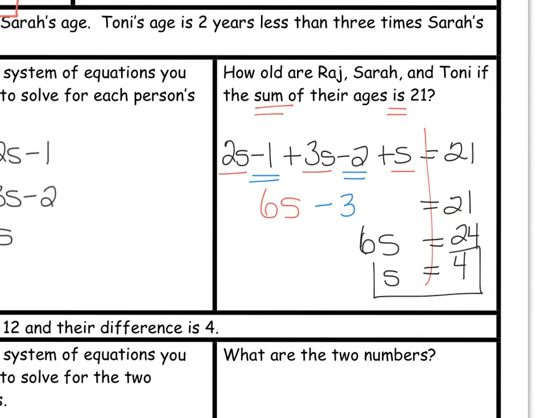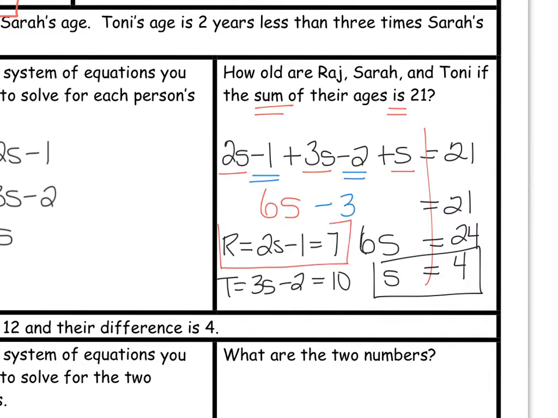So if Sarah is 4, that means that Raj is 2 times Sarah's age minus 1, so Raj is 7. Tony is 3 times Sarah's age minus 2, so Tony is 10. So Raj is 7, Tony is 10, and Sarah is 4.